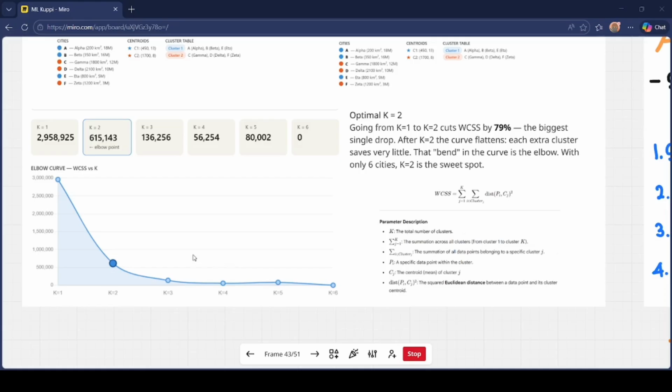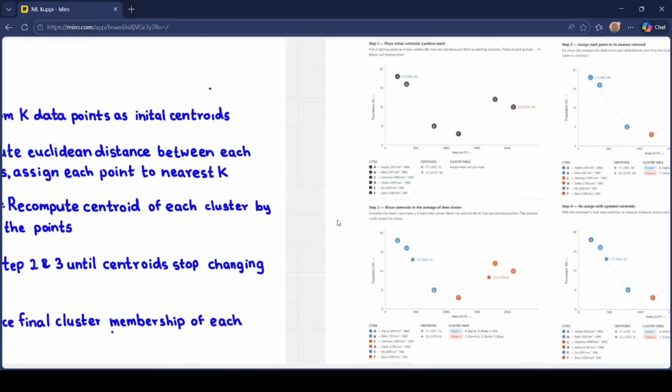Each time we measured it, basically how spread out the cities are inside their clusters, and we plotted it. We plotted it in this case against each K, say the 6 cities, K equals 1 to 6. We have calculated WCSS, and we have then plotted it in the elbow curve. And as you can see here, this is where the significant drop is from the highest to the point, which creates an elbow. So we've taken that as the right choice for K. So that's about it for K-means clustering.